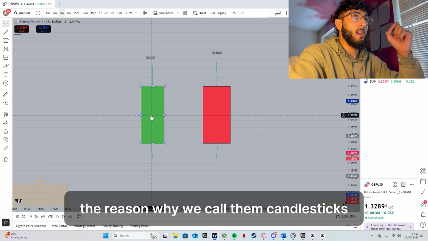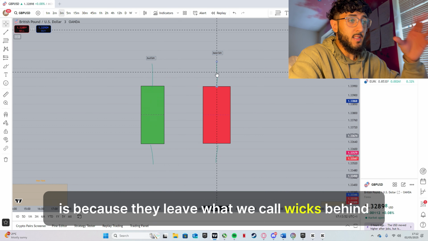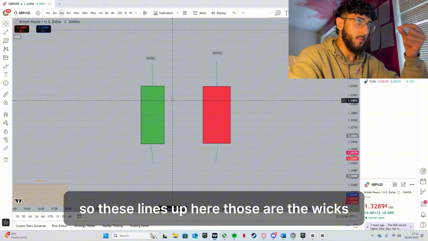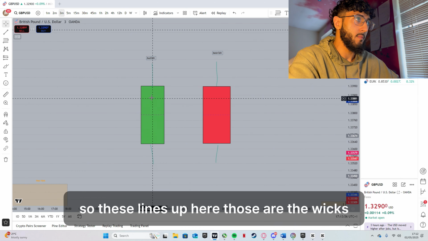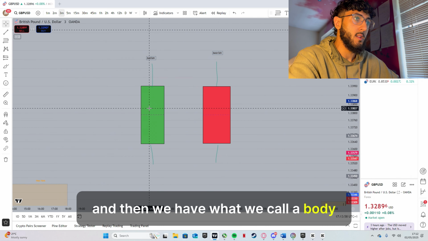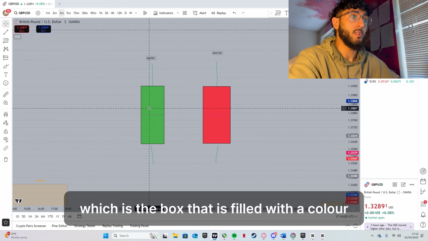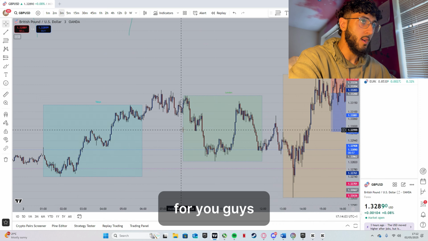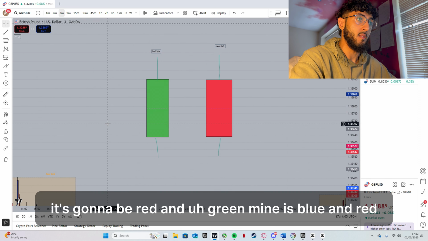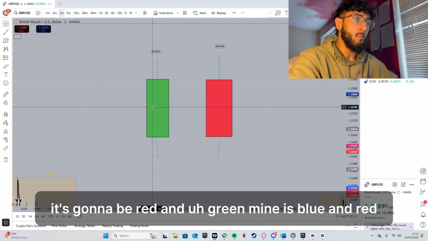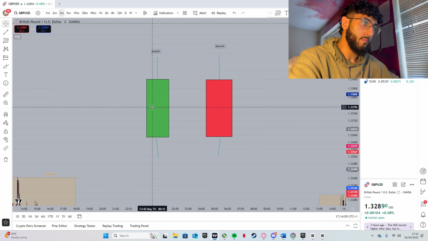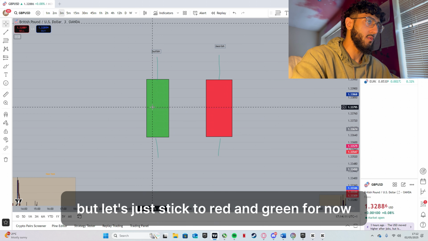Now, the reason why we call them candlesticks is because they leave what we call wicks behind. So these lines up here, those are the wicks. And then we have what we call a body, which is the box that is filled with a color. For you guys, it's going to be red and green. Mine is blue and red. But let's just stick to red and green for now.